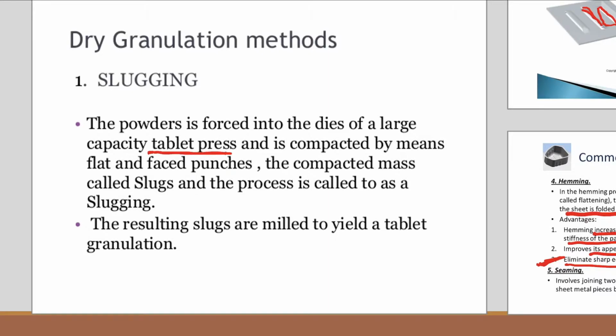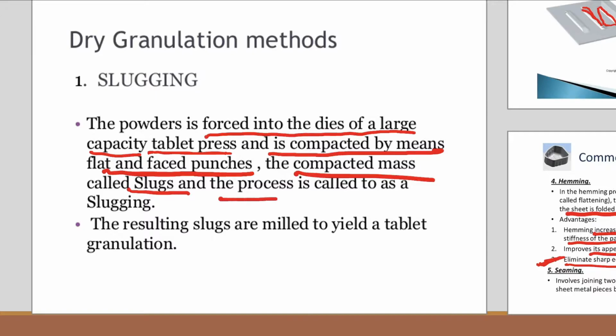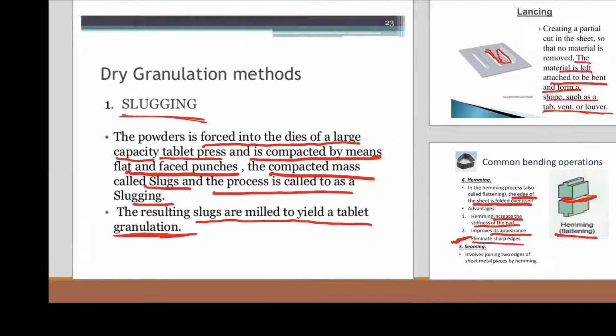So the powder is forced into the dies of a large capacity tablet press and is compacted by means of flat-faced punches. The compacted mass is called slugs and the process is called slugging. The resulting slugs are milled to yield a tablet granulation, right? So tablets are formed at the end of this process known as slugging, right?